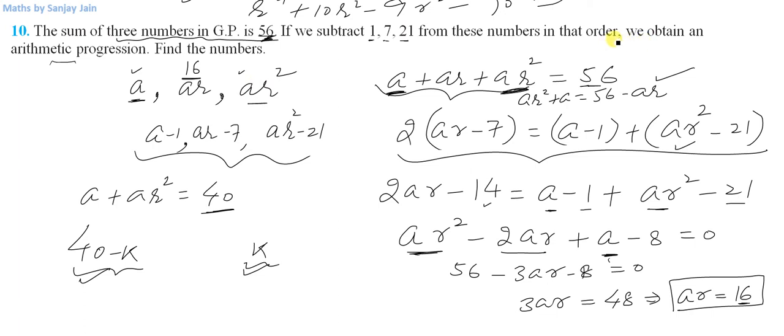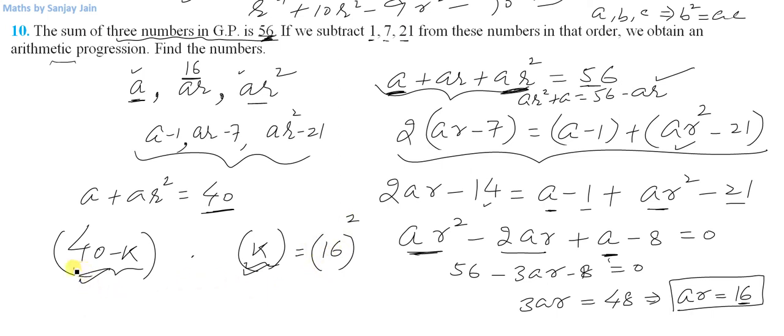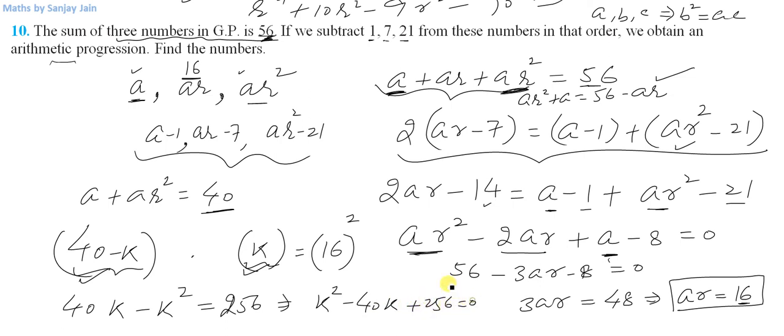The thing that I want to highlight is that if these three numbers are in GP, then I can say B squared is equal to AC. So that is what I am going to use here. If I consider these two numbers as 40 minus k and k, I can write the product as 16 squared. Further, if you write it as 40k minus k squared, it is 16 squared, that is 256. So k squared minus 40k plus 256 is equal to 0.